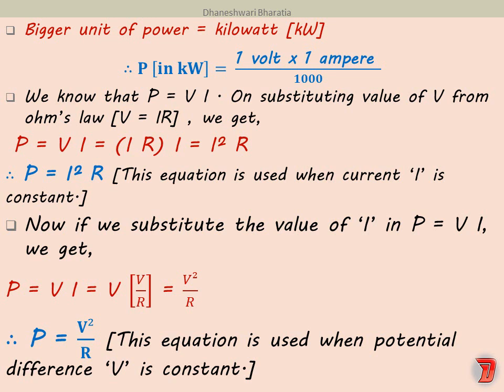So we will get P is equal to V square by R, and this equation we will use when the potential difference will be constant. Now you should recall when V will be constant and when I will be constant, in which type of circuit. Okay, so please remember this. Fine.